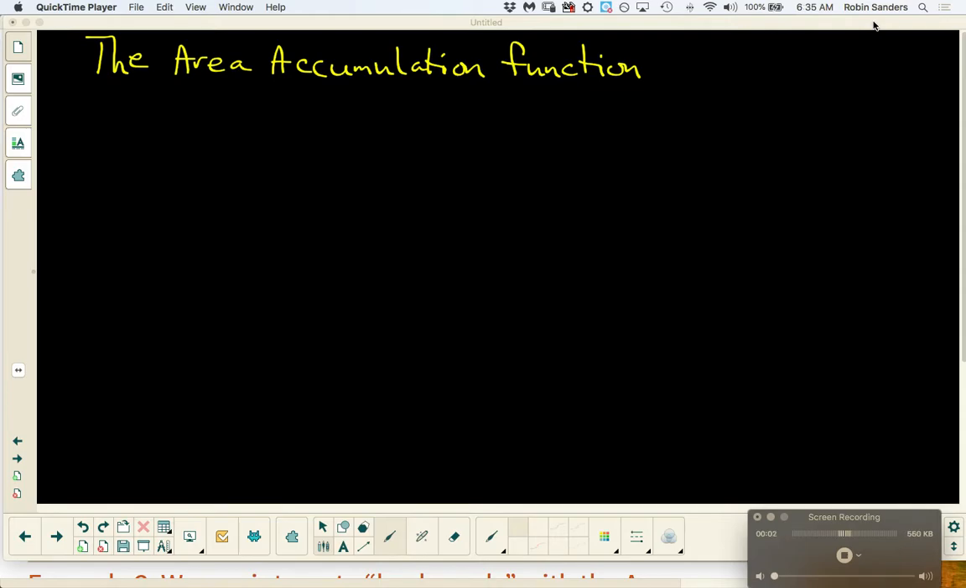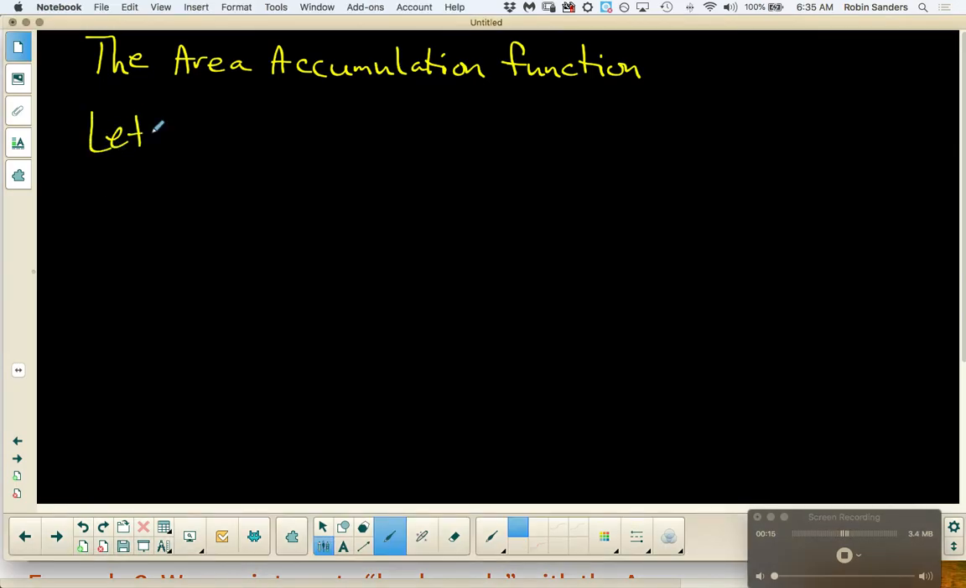In this recording, we're going to define something called the area accumulation function. And the area accumulation function is a very important function inside of integral calculus. To get started, I want to let the function A sub f of x be defined as the definite integral from a to x of f of t dt.